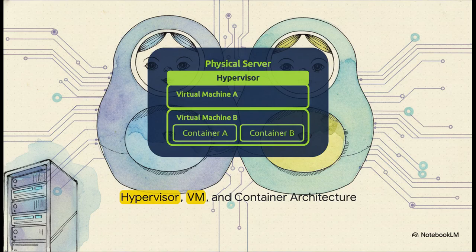Now, what's really interesting about this slide is how clearly it visualizes that structural relationship. Look at how Docker containers sit efficiently inside the larger virtual machine boundary. At the base, the physical server runs the hypervisor. That hypervisor manages virtual machine A and virtual machine B. And right there, nestled inside virtual machine B, you have container A and container B safely sharing the same kernel environment. It's literally a perfect architectural nesting doll.